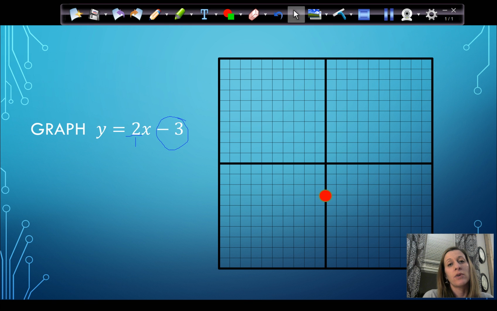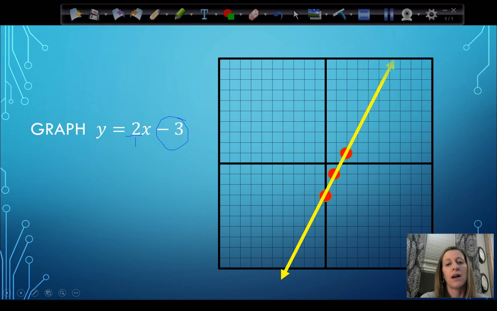And now I'm going to use that from my point of -3. So I'm going to rise 2 and run 1, and rise 2 and run 1. And then once you have about 3 points, that's plenty. You can use a straight edge or just kind of estimate a straight line.